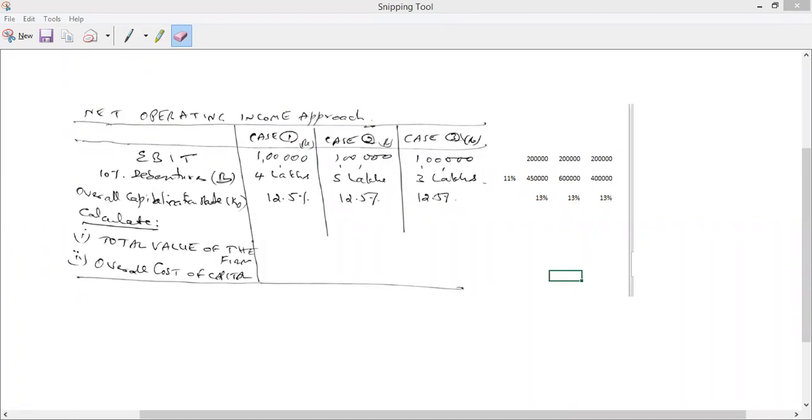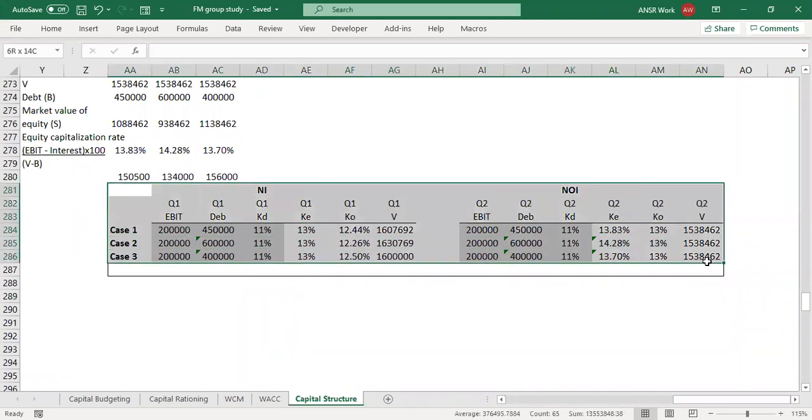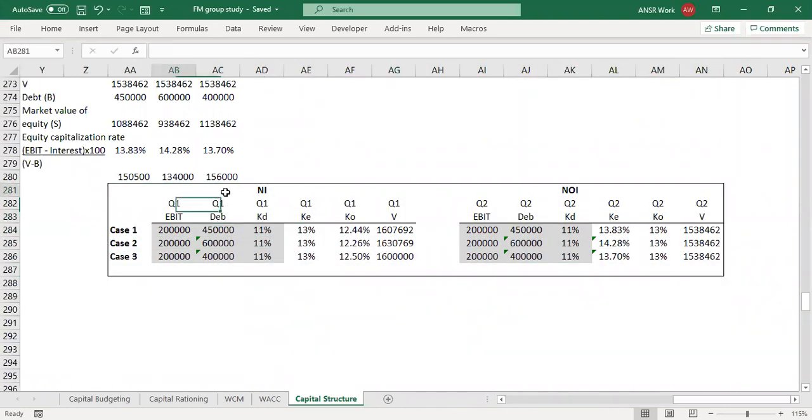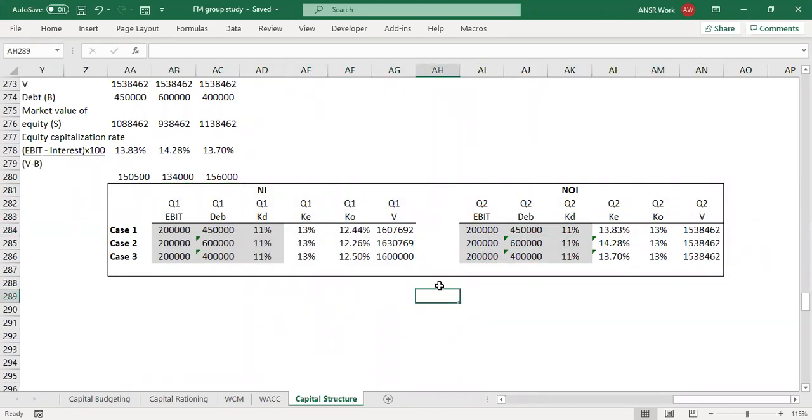So when Shell is completing it, let me ask you guys one question. Let me share my screen, my Excel screen. So this is a summary of both the questions. The first group of columns is for question 1, and the second group of columns is question 2. Just quickly verify if the values are correct.